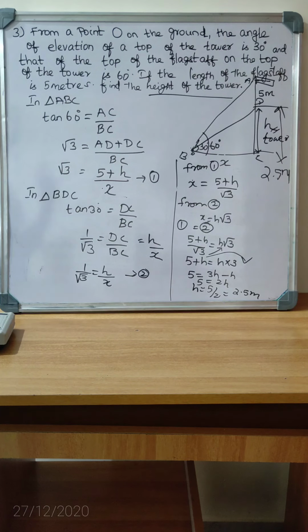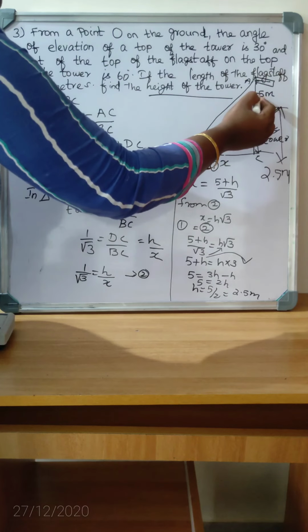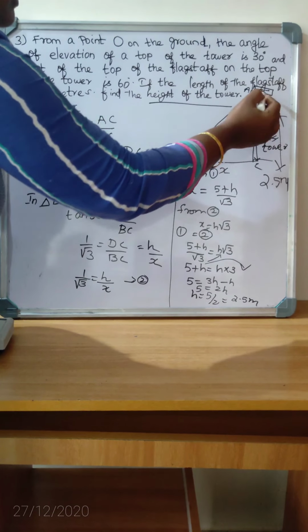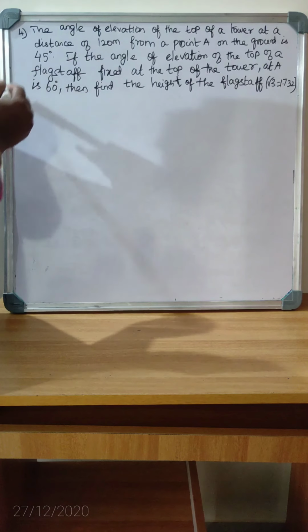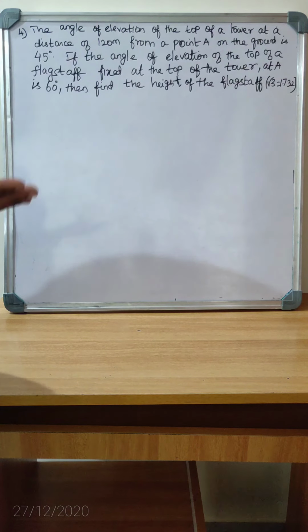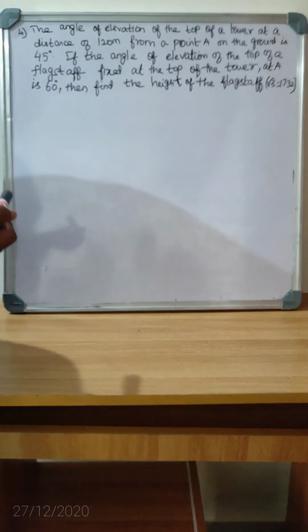So now next sum we are going to see one more sum which is related to same pattern, but in that question they are asking the flagstaff. We are going to find the height of the flagstaff when the tower is given. So this sum we are going to see the similar sum what we have done previously, but here we are going to find the height of the flagstaff.